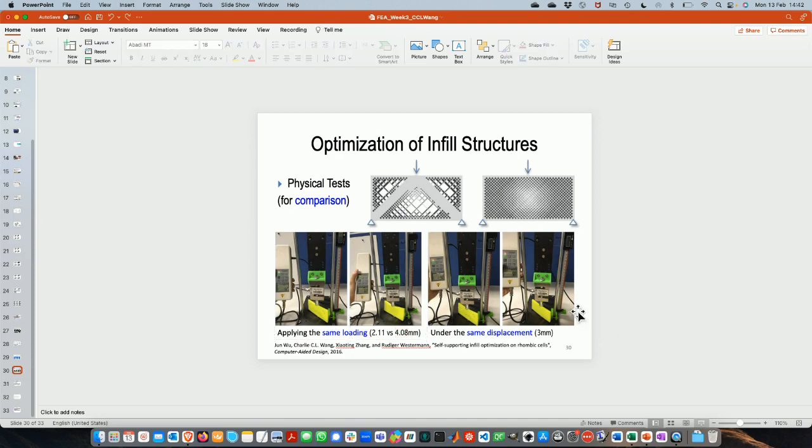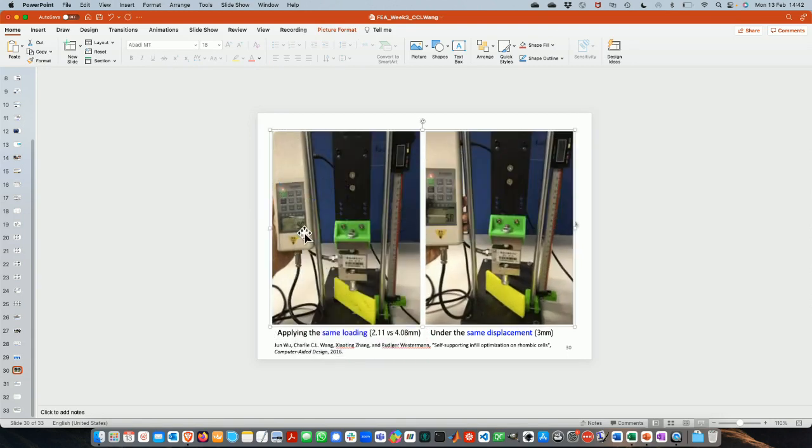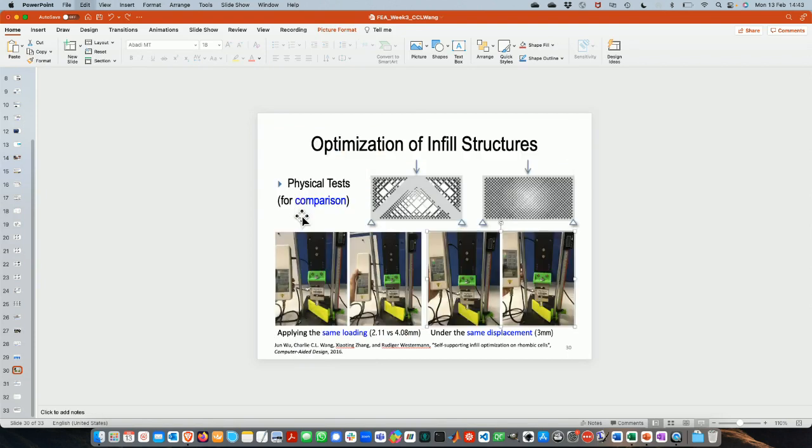Similarly, under the same displacement of 3 millimeters, what's the reaction force of both of these structures? You can see that the structure on the left side is able to hold up to about 90 newtons, while the structure on the right side is about 58 newtons. So it's not necessarily that something with a lot of holes is less stiff or more compliant, or that something with fewer holes is less compliant and more stiff.